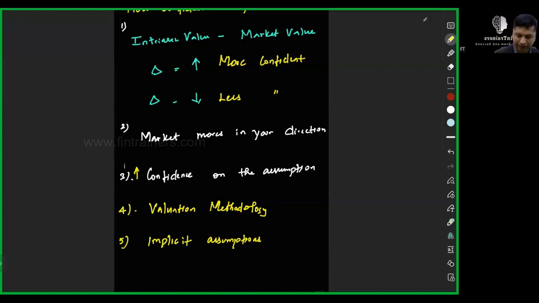Right now you might not understand what this is. So what is the implicit growth rate? What is the implicit future ROE, return on equity? If those are similar to your numbers, then you're going to feel more confident.